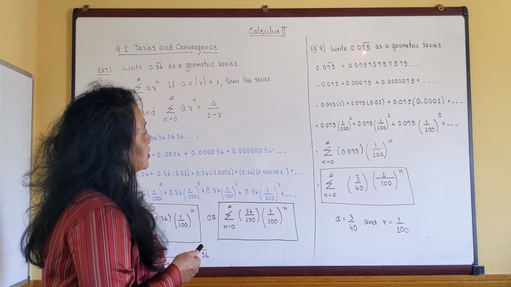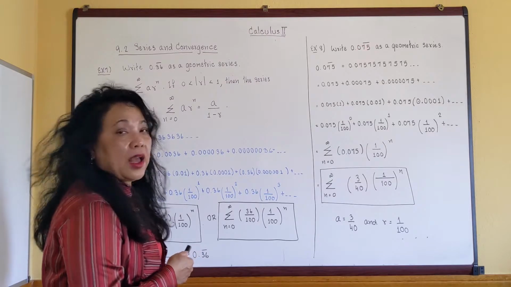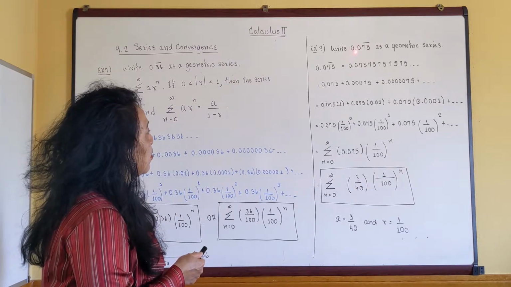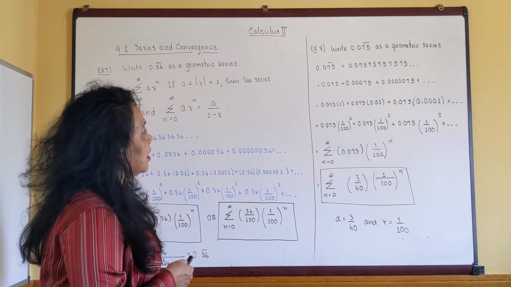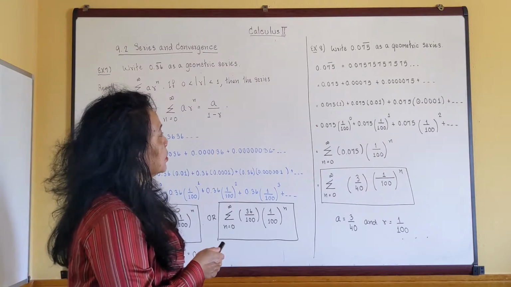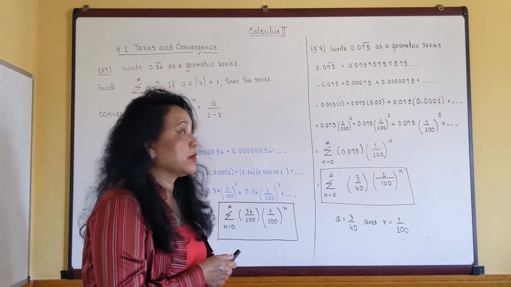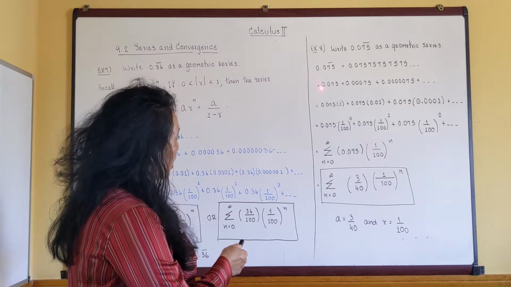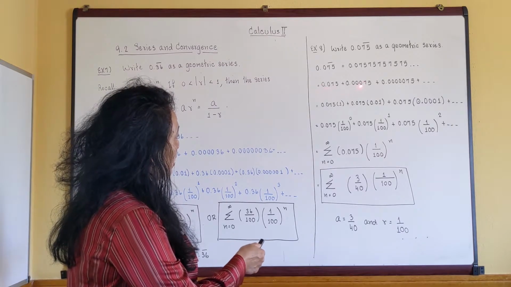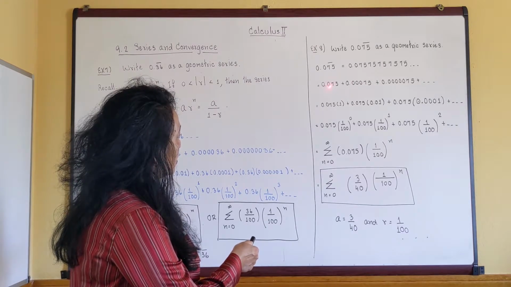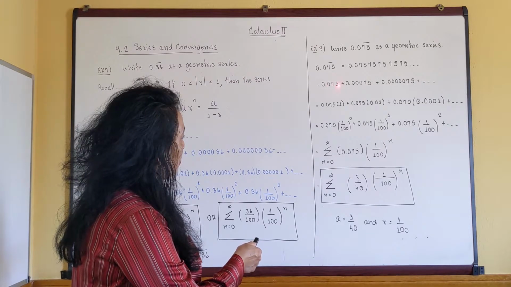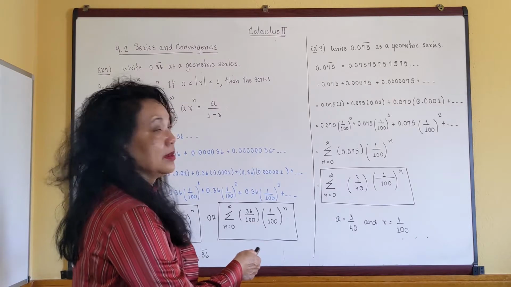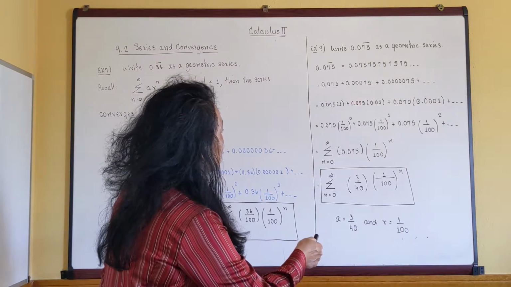On this one, my decimal repeats at 75, but I have 0.075. So I'm going to show you that this is also a geometric series. Alright, so I rewrite everything, and now I rewrite everything again. If you combine these two terms, you're going to have 0.07575.